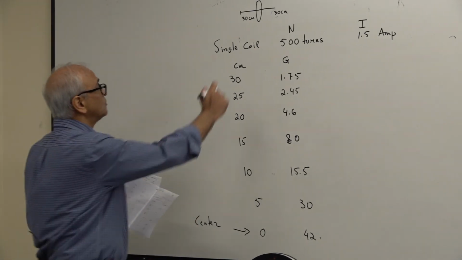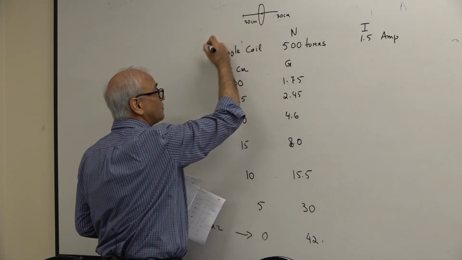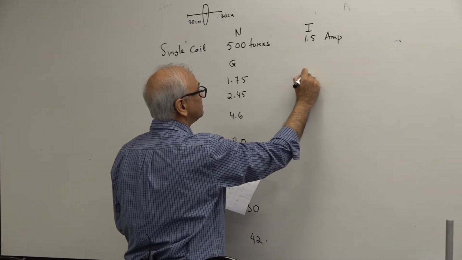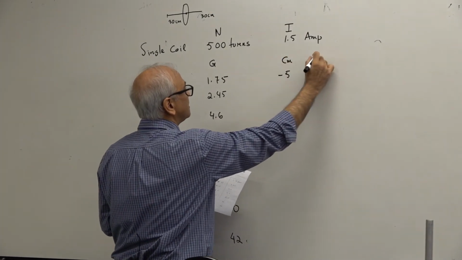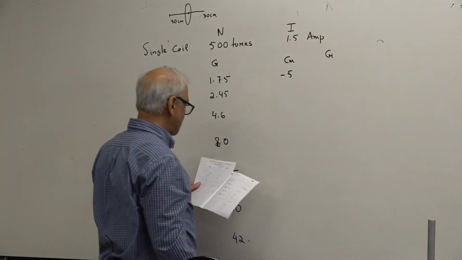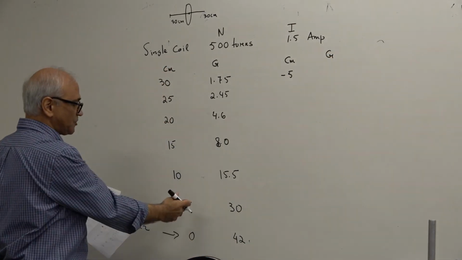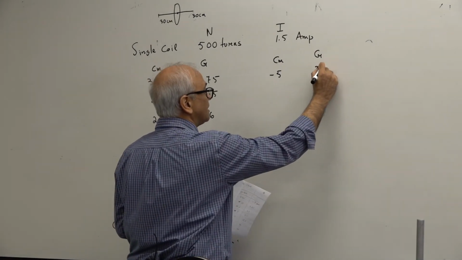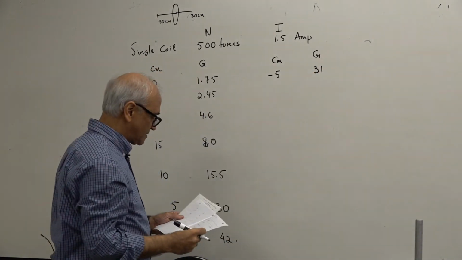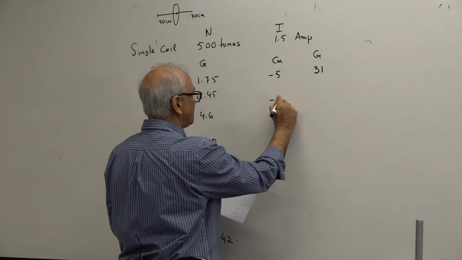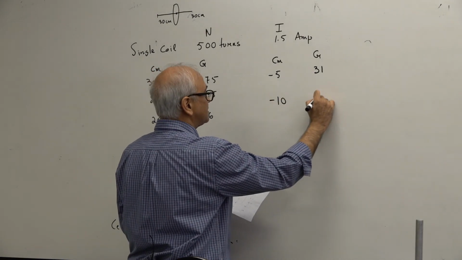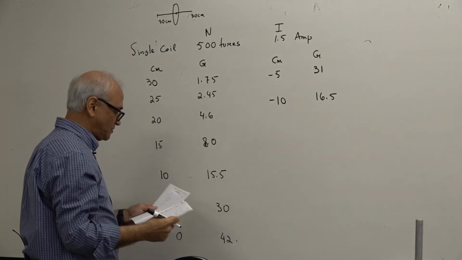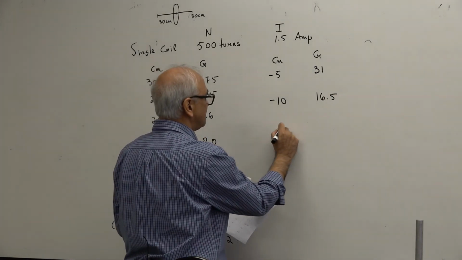So now, that's 0 right here. Now we're going to the other side. So we go -5. Again, this is centimeter, and that's Gauss. -5, in principle, should be a repeat of this. Hopefully, I got the right number. So 31. This is great. This is -10 is 16.5. We have 10 over here was 15.5. So we're okay with this.